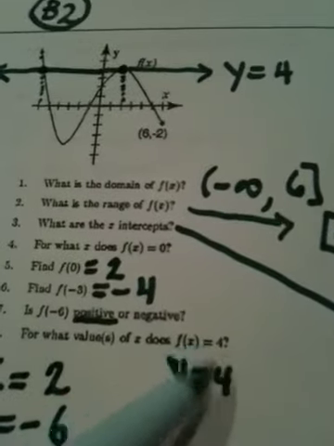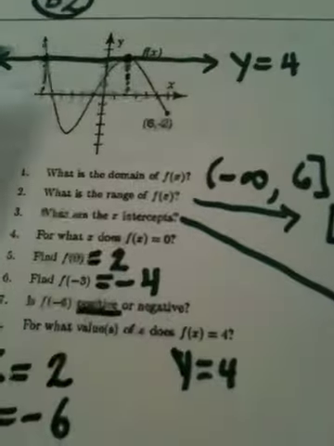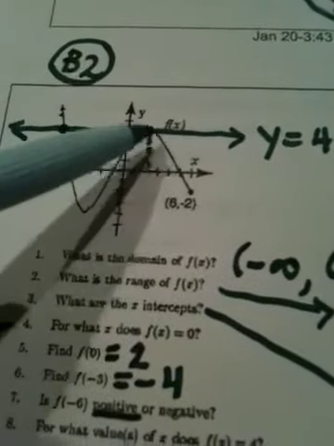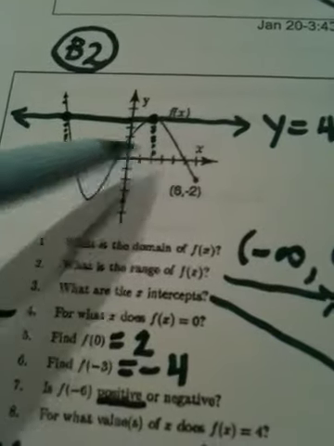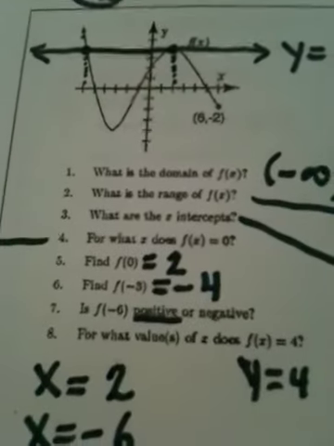So this is kind of cool. To do this problem, you draw a horizontal line, figure out where it touches the graph, and then read down or read toward the x-axis to get your answers. And we're done.